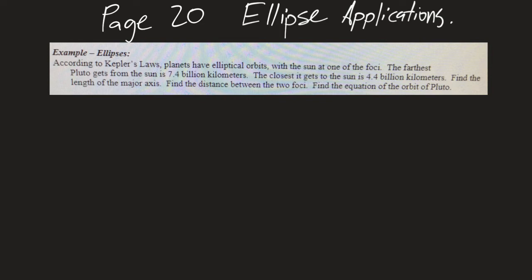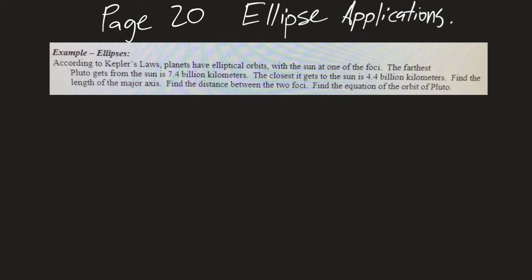one of the foci. The farthest Pluto gets is about 7.4 billion kilometers from the sun, and it gets as close as 4.4 billion on the other end. We want to find the length of the major axis, then find the distance between the two foci, and find the equation for the orbit of Pluto. I'm going to start by drawing a picture with everything that we know here.